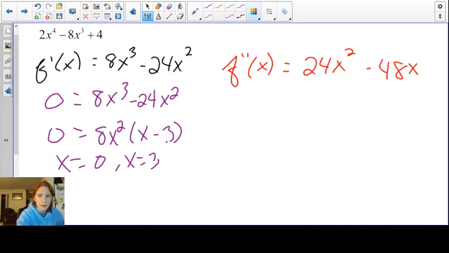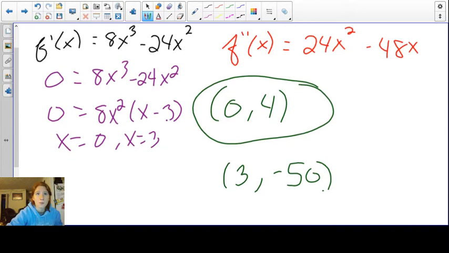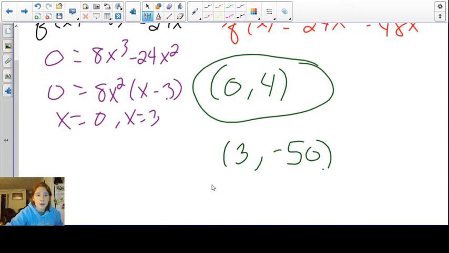Okay, so when I plug in 0, I get 0. When I plug in 3, I get a whopping positive 72. So when I plug in this point of 0 into my second derivative, I get 0, which is nothing, which means this is absolutely nothing to me. It's just a point. When I plug in 3, however, I get a positive number, which means that this is a minimum.